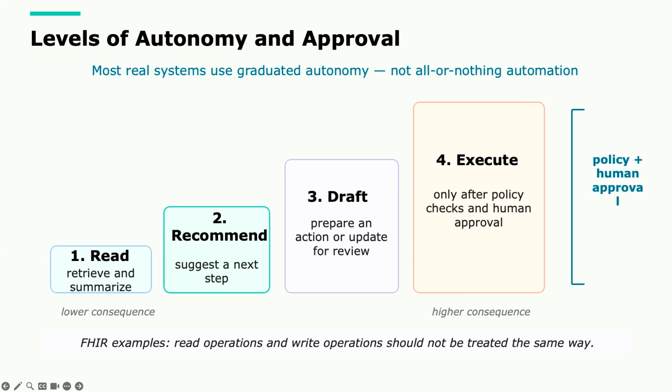Autonomy is rarely all or nothing. Most real systems use graduated autonomy. The agent may read and summarize safely, recommend a next step, or draft an action for review. But when the action can change clinical data or affect care operations, policy checks and human approval become essential. That is not because healthcare is uniquely anti-automation. It's because higher-consequence actions deserve stronger control and better auditability.